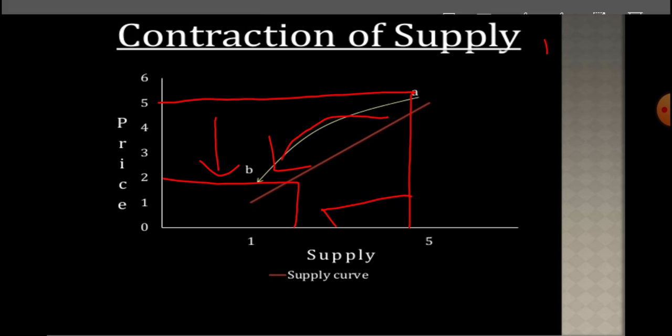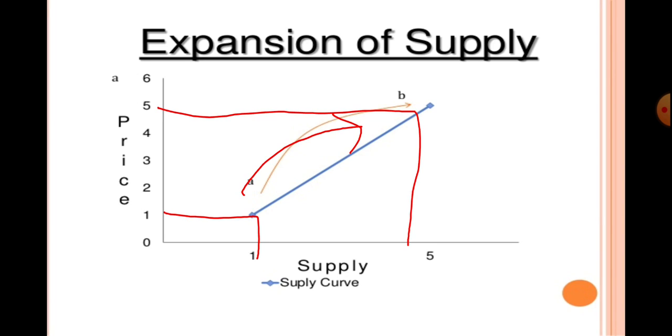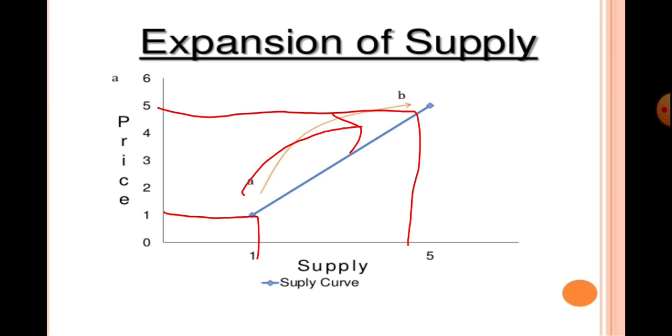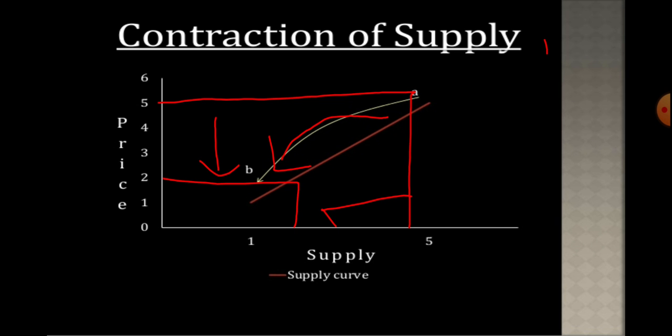And the expansion case we just did, we will call it rightward movement, upward movement and positive movement along the same supply curve. Got the point? So what we conclude is that in case of change in quantity supplied, there will be movement along the same supply curve. Got it? And what is the basic reason? The basic reason is change in price of the commodity.